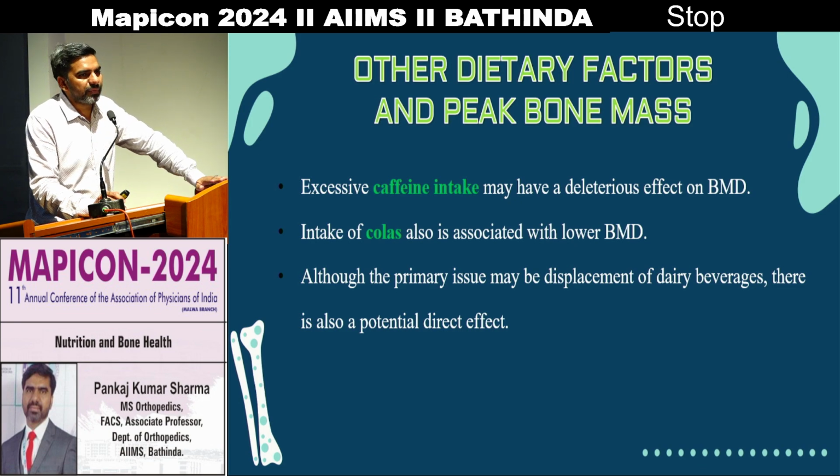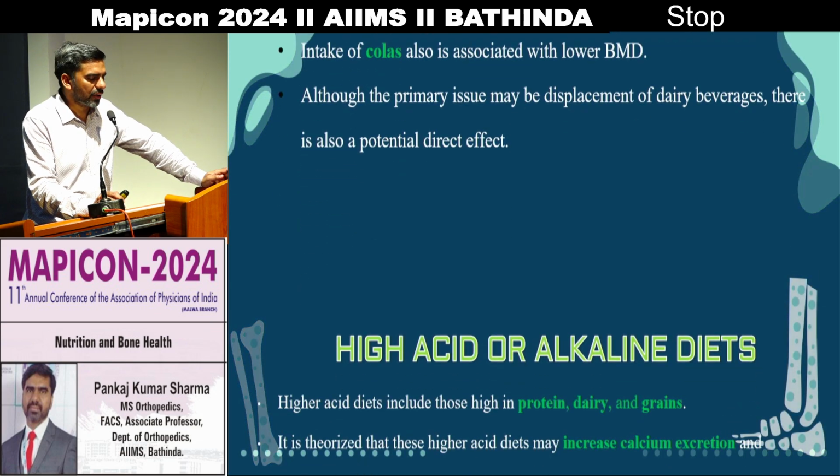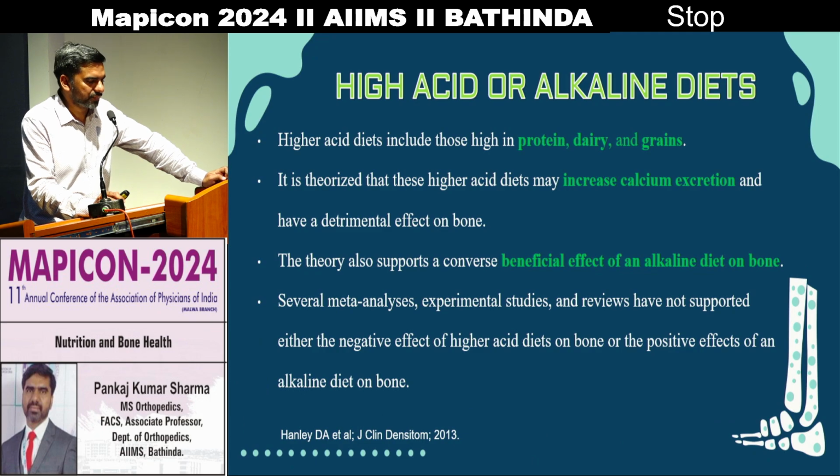So direct effect, it has both effects, direct and indirect. Direct effect, it also affects the absorption, and indirect, it also reflects good habits, good diets. Then high acid or alkaline diets, which include protein, dairy and grains, increase calcium excretion.